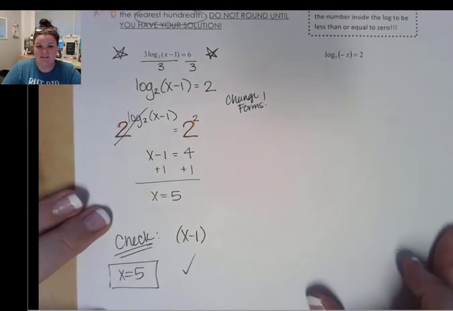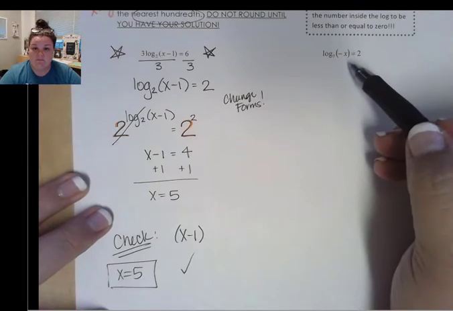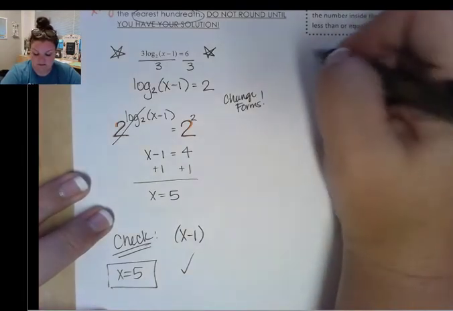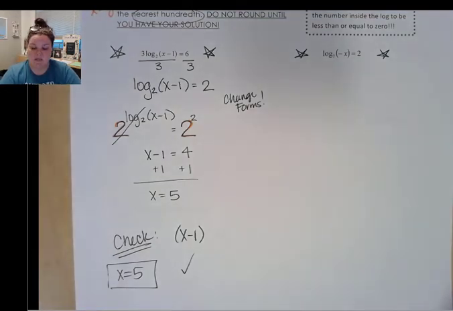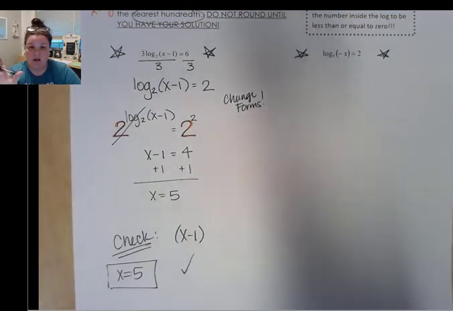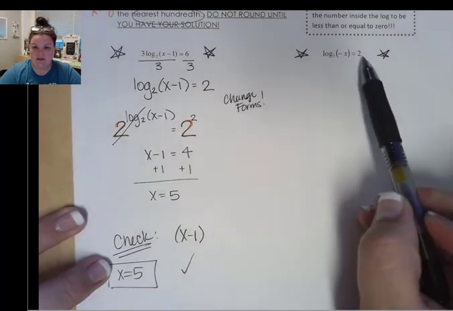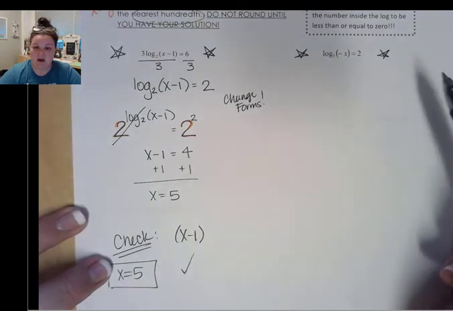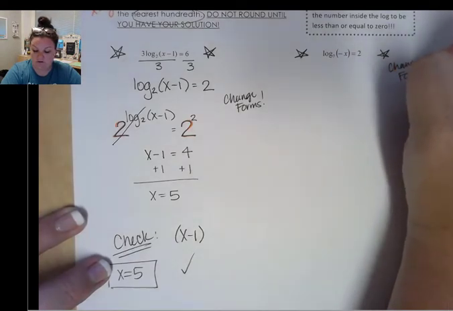Okay, let's look at another one. This one, first thing I see, log equation. So I'm going to put stars so I remember to check my answer. Then I want to make sure I have one log isolated and just a number on the other side. So if I look at this one, I do. I have one log term isolated and just a number on the other side. So now I can go ahead and go straight into changing forms.